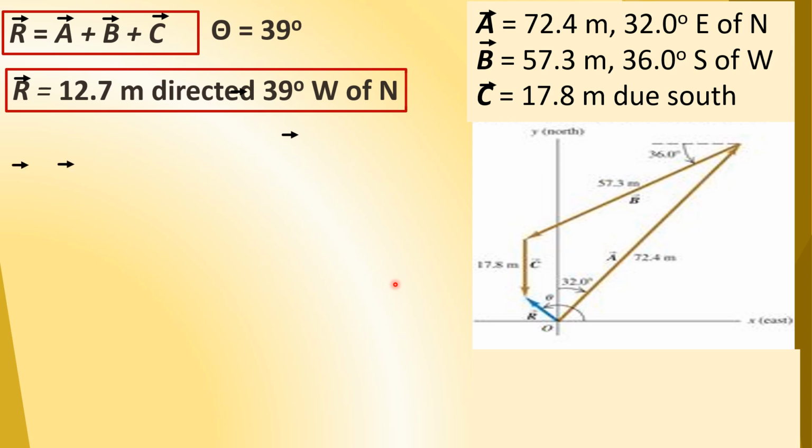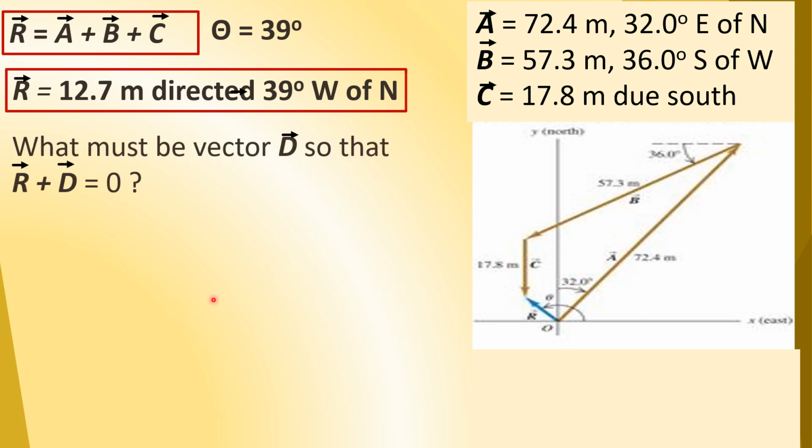The question is, what must be vector D so that when vector R is added to vector D, the sum must be equal to 0.